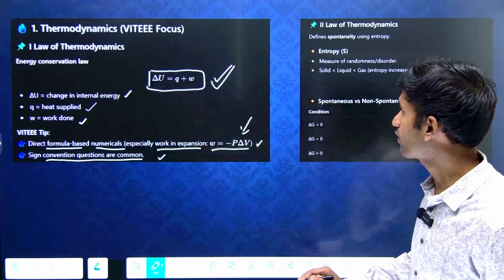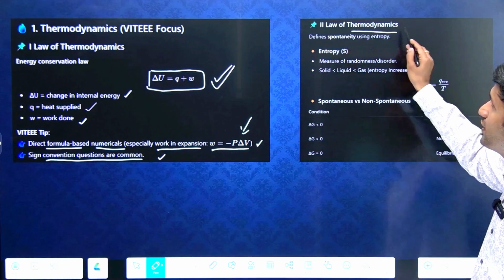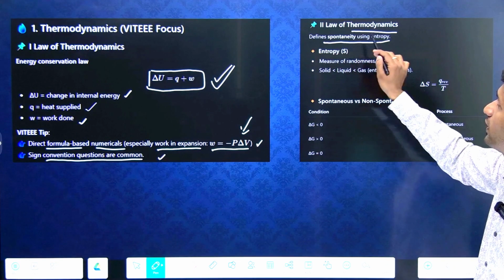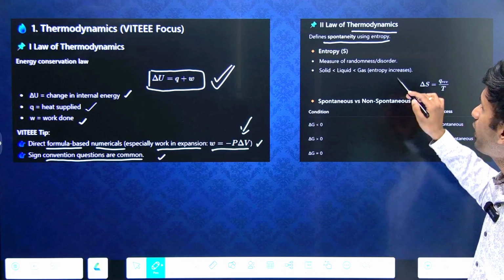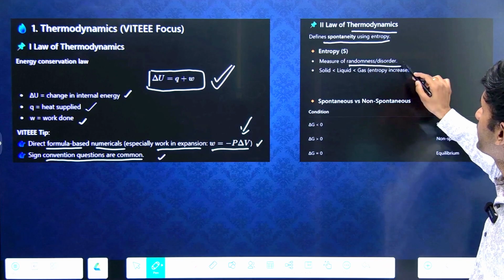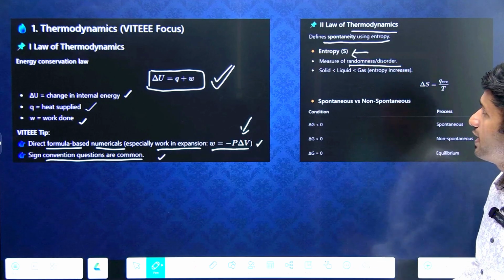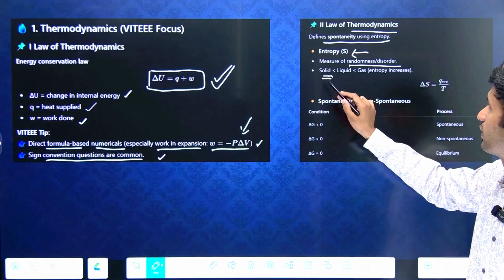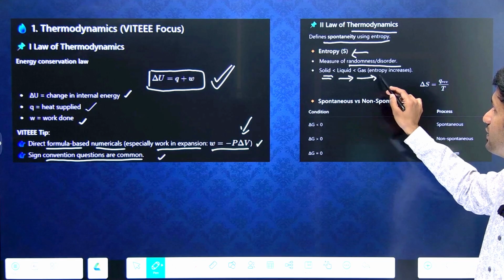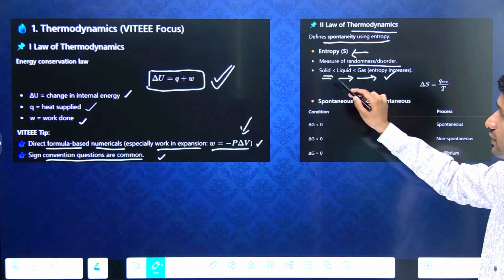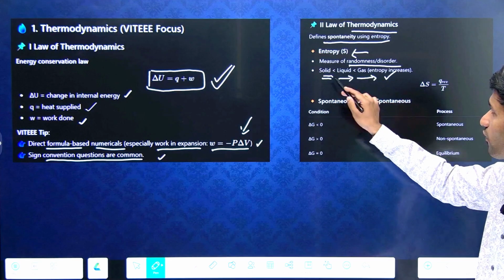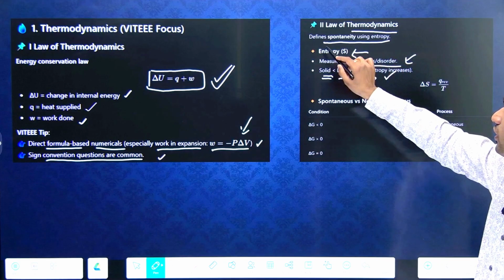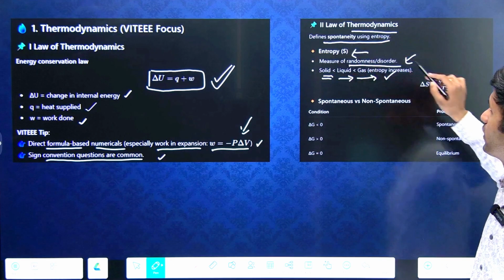So we have understood our first law of thermodynamics. Now let's move on to the second law of thermodynamics, which defines spontaneity using entropy. Entropy is the measure of randomness or disorder, represented by the term S. In a solid it is less, in a liquid it increases, and in a gas it is the highest. So entropy increases from solid towards gas. It is a measure of randomness or disorder, and the second law defines spontaneity using entropy.